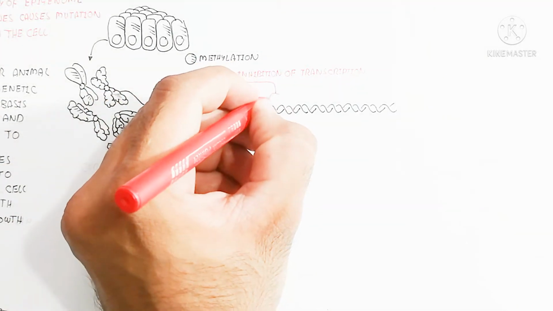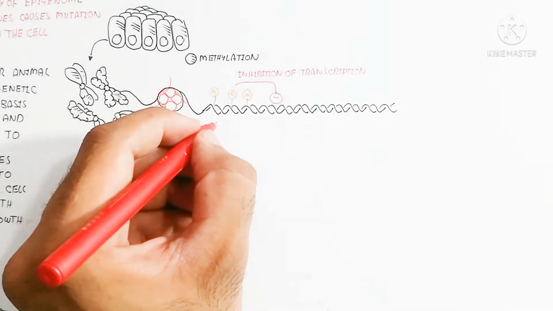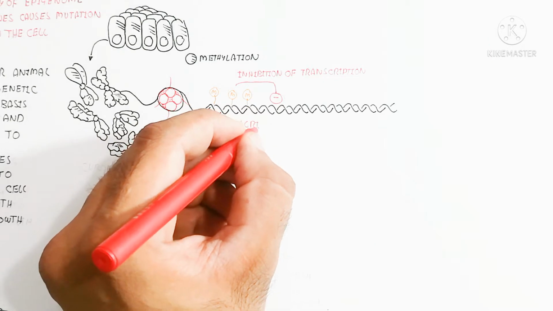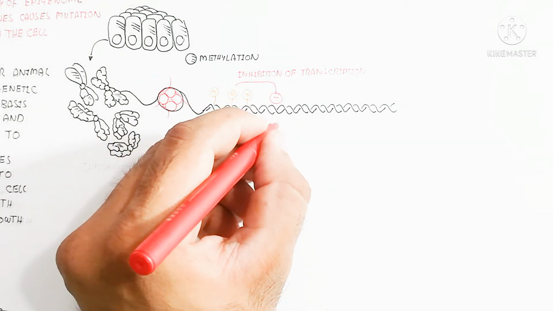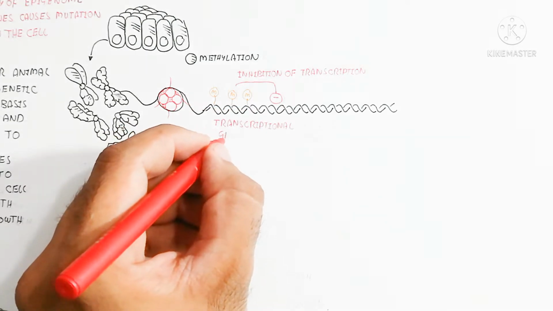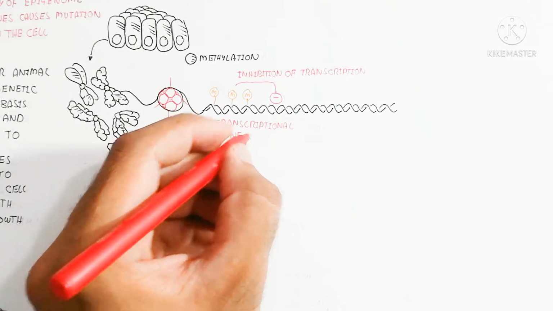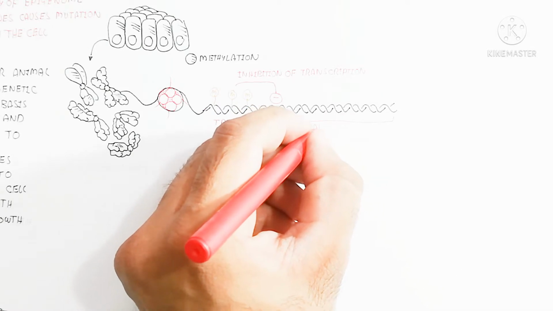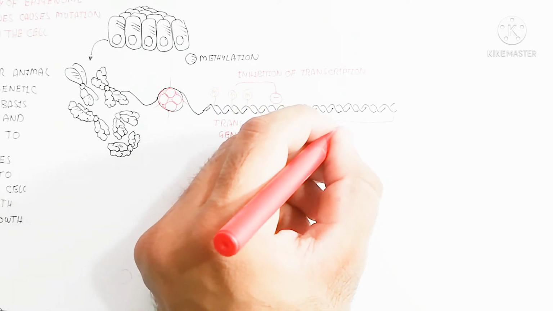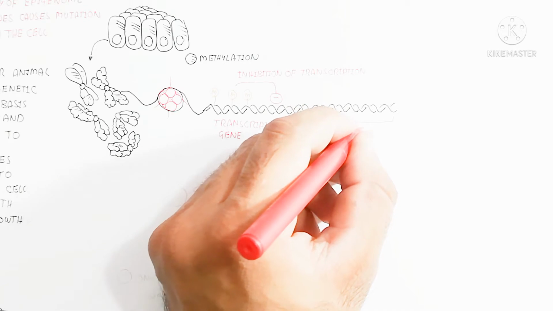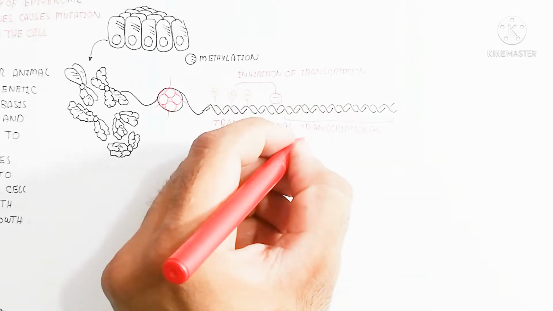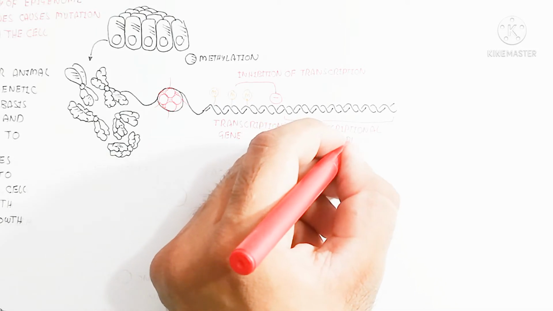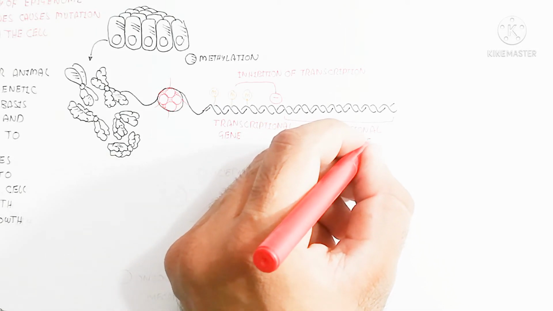Here is the DNA containing a transcriptional gene on the chromosome, and here is the inhibition of transcription. Normally the transcriptional gene is transcribed, the transcriptional part of the protein transcribes to produce messenger RNA, and that will be shown. But here is the methylation, and methylation will inhibit transcription.